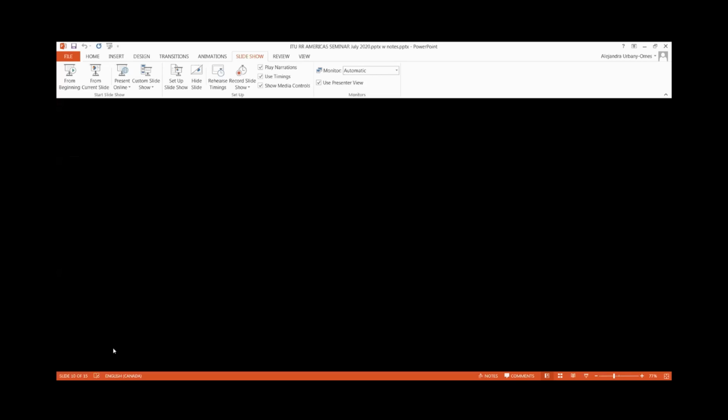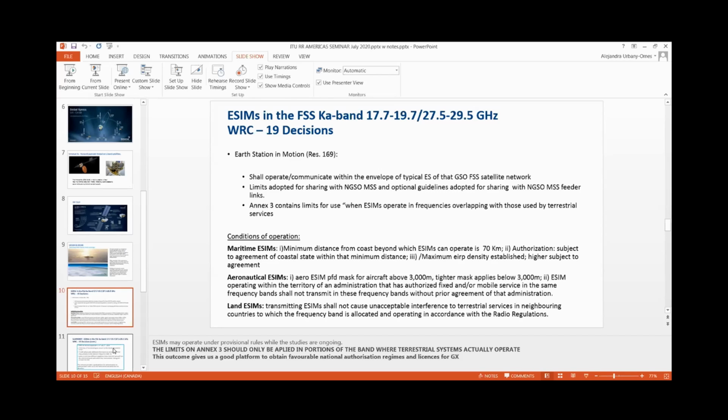And below you see some of the conditions of operation. For maritime, the minimum distance is 70 kilometers. If you go within that distance, an agreement with the coastal state is required. There's a maximum ERP density established. If it's higher, it is subject to agreement. For aeronautical SIMs, regarding the PFD mask, there was a big discussion about above 3,000 meters and a tighter mask below. And on land, and I think yesterday it was mentioned as well in one of the presentations, a transmitting SIM shall not cause unacceptable interference to terrestrial services in neighboring countries to which the band is allocated, and shall operate in accordance with these regulations.